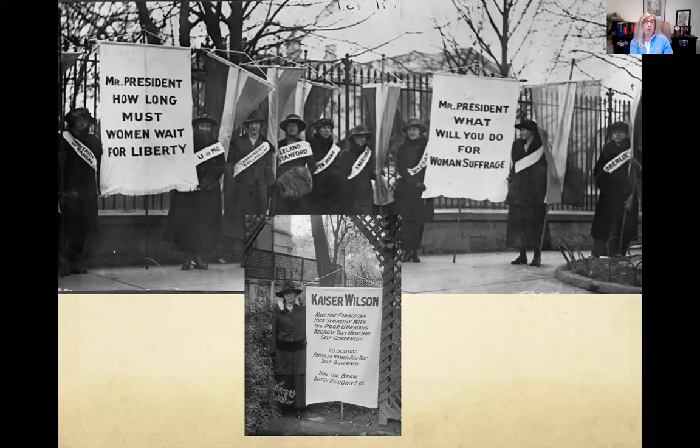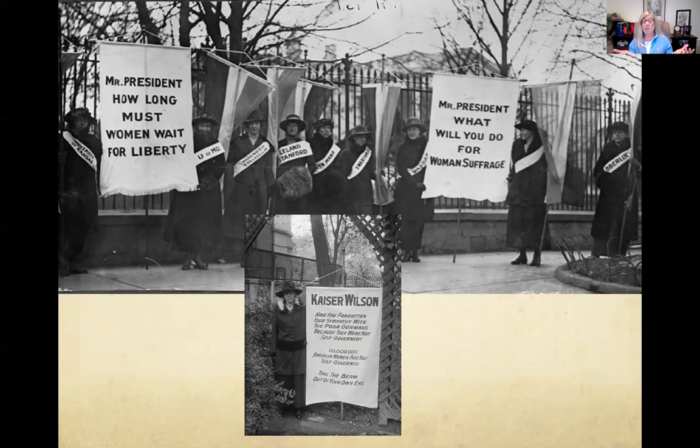So here they are, they're in front of the White House. Woodrow Wilson's the president. Look what it says. Mr. President, how long must women wait for liberty? Isn't that what they're fighting for in Europe? What will you do for women's suffrage? And so notice what they say here, Kaiser Wilson. This is another image that's used a lot with multiple choice questions. Kaiser is the name for the German leader. So Kaiser Wilson, have you forgotten your sympathy with the poor Germans because they were not self-governed? 20 million women, American women, are not self-governed. Take the beam out of your own eye.